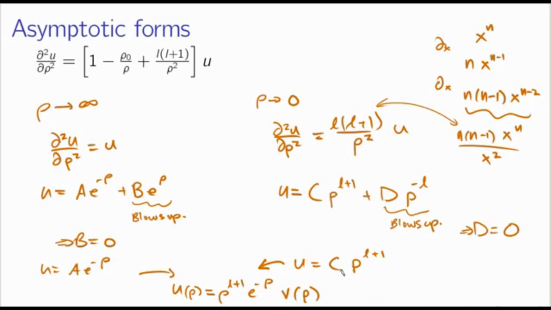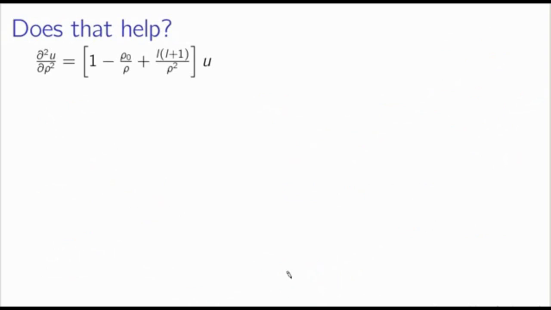So, did all of that help? Is this guess going to work? Well, the equation that we have to work with here has second derivatives of u with respect to rho. So we're going to need to take some derivatives.